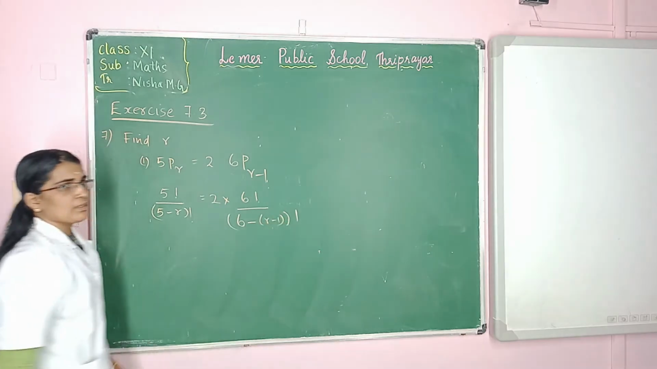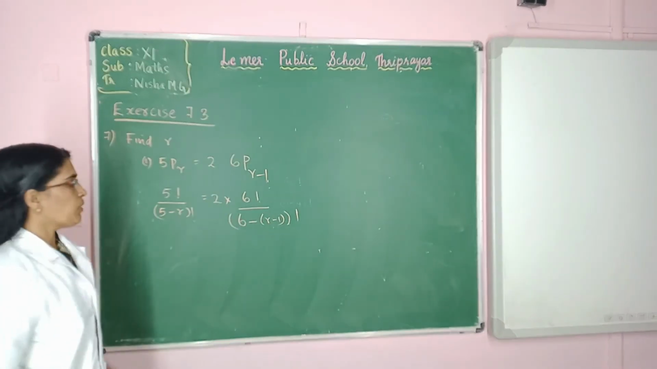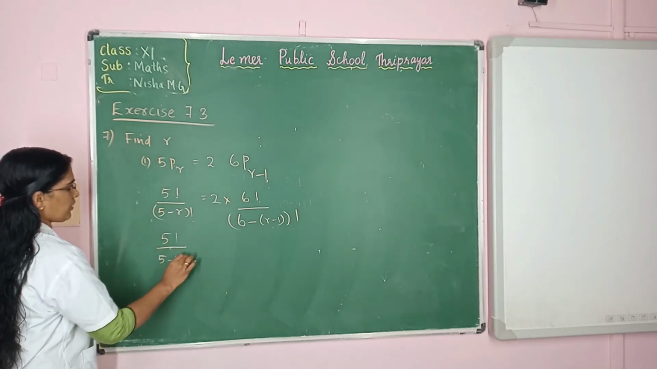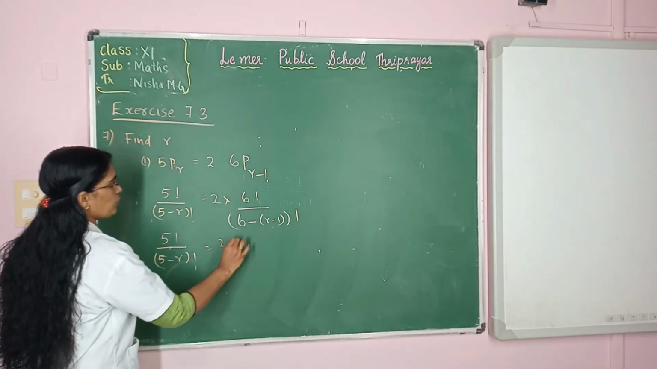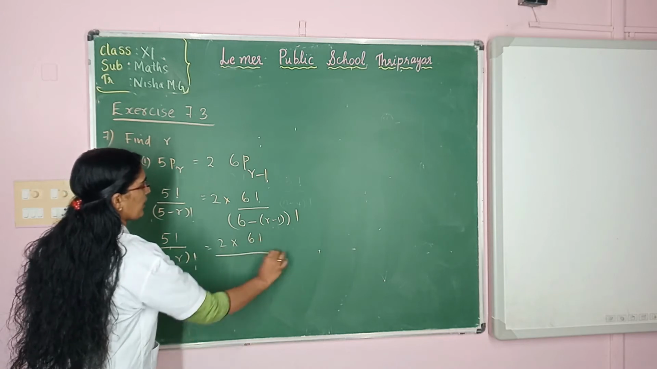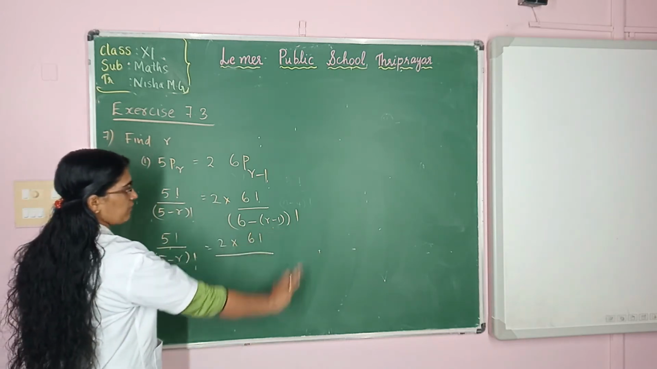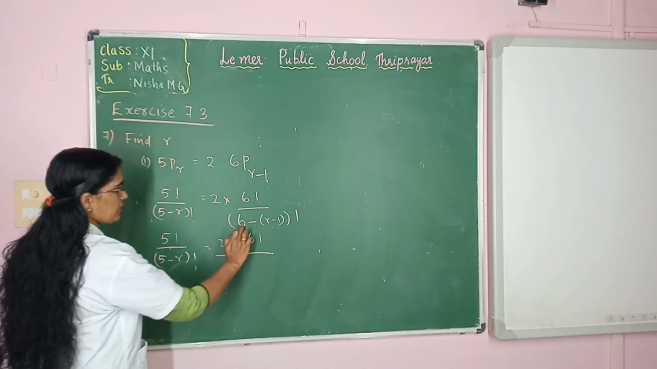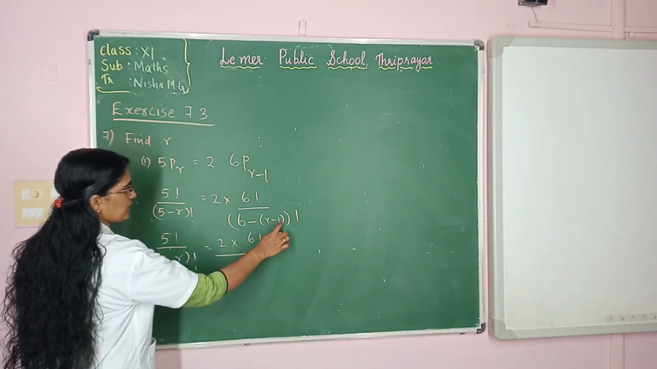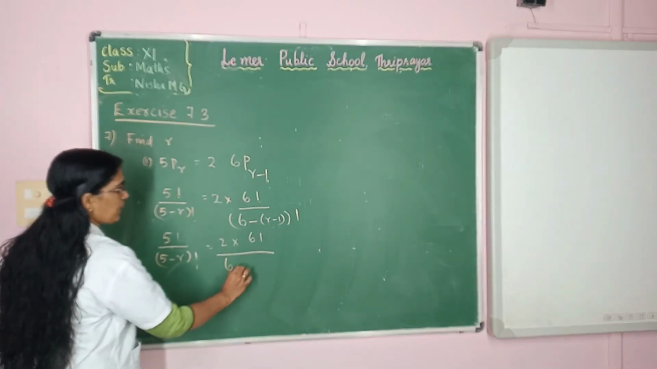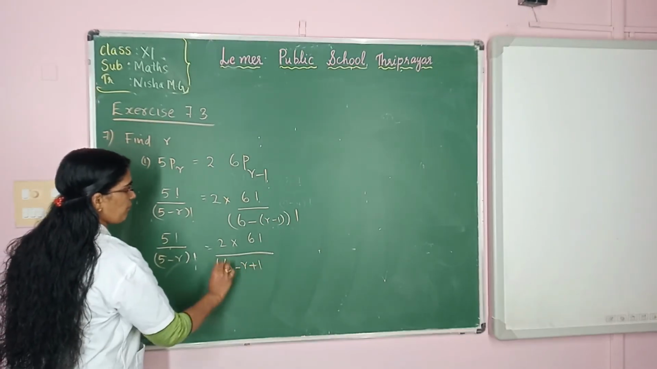Put it in a bracket. That you have studied in smaller classes. So 5 factorial by (5 minus r) factorial is equal to 2 into 6 factorial by... no change I have made here, no change. Only here we are going to make changes. So 6 minus r minus 1. Minus into minus 1 changes to plus. So (6 minus r plus 1) factorial.